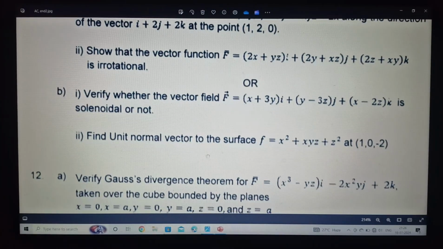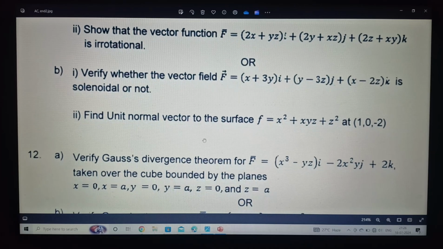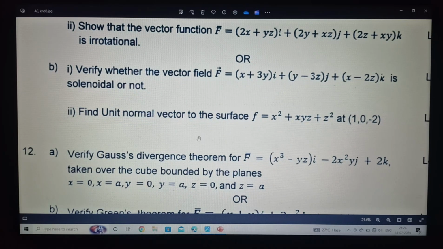So next one, from unit 6, 12th A, verify Gauss divergence theorem. F bar is equal to x cube minus yz minus 2x square yj plus 2k. And the given surface is bounded by the planes. This is a cubature. This is also a very, very important question, a long question, the verification of Gauss divergence theorem.